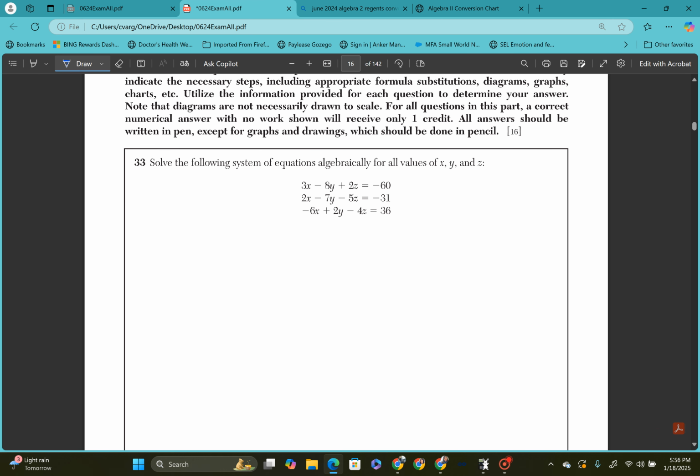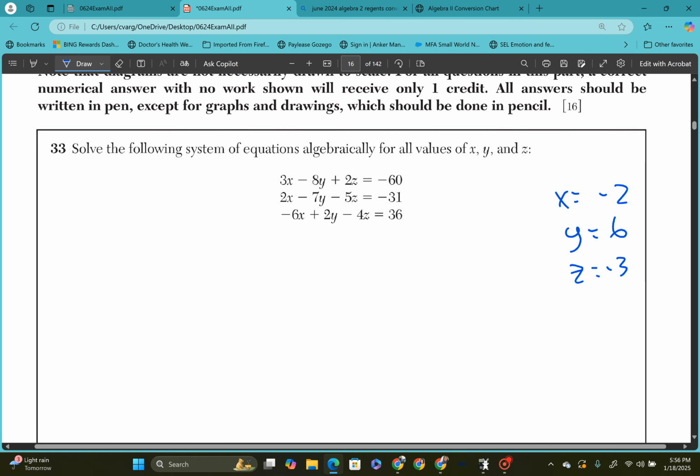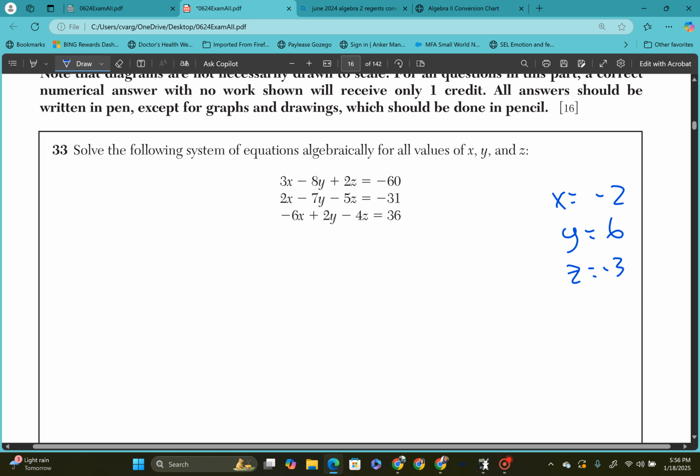So this one is a Polysymbol 2 question. If you use your calculator and get x equals negative 2, y equals 6, and z equals negative 3, and again, Polysymbol 2 will do this, then you will only get 1 point out of 4. So how do you do this the Part 2 way?